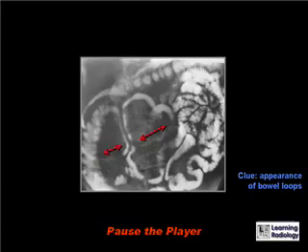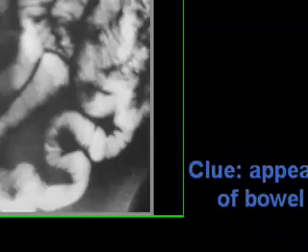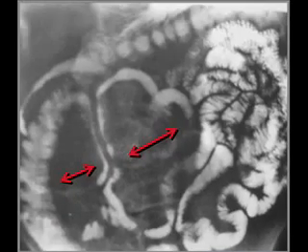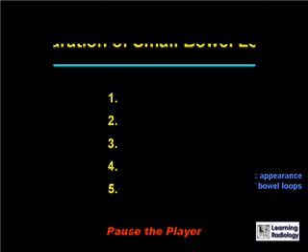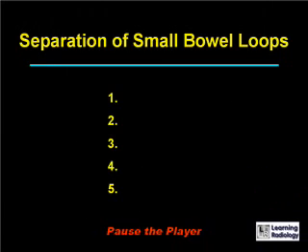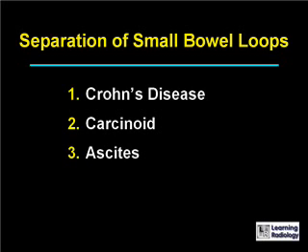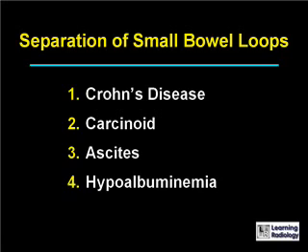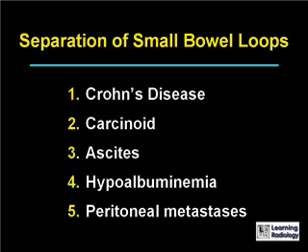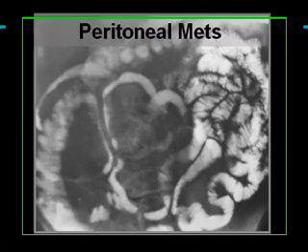This is your next differential diagnosis. The differential is for separation of small bowel loops. There are 5 causes listed. Five of the causes of separation of small bowel loops include Crohn's disease, a carcinoid tumor, ascites, hypoalbuminemia, and peritoneal metastases.